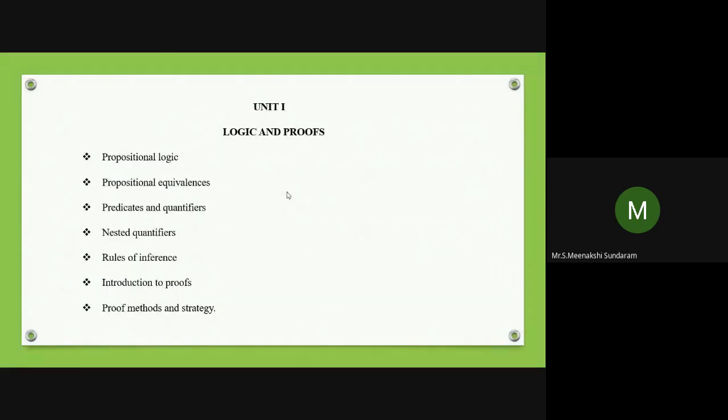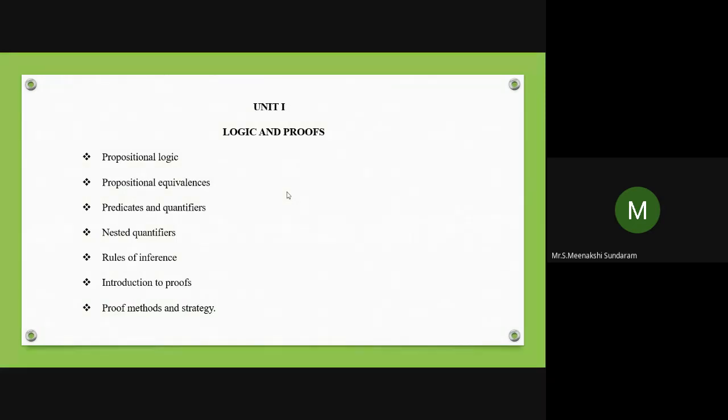Okay, what is unit 1? What are the topics we are going to see in unit 1? Unit 1 is headed logic and proofs. Logic we can use for puzzles, a lot of logical puzzles. In the back end we use AND gate, OR gate, NAND gate, NOR gate, etc. And aptitude exams also ask some questions from logic.